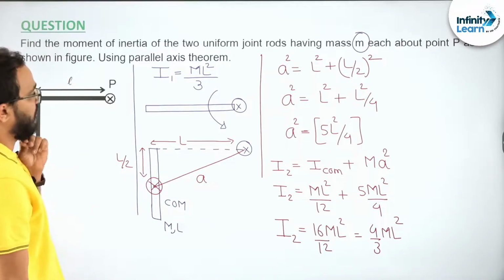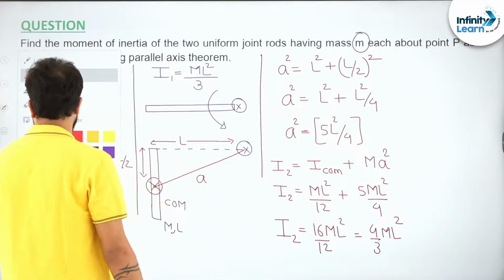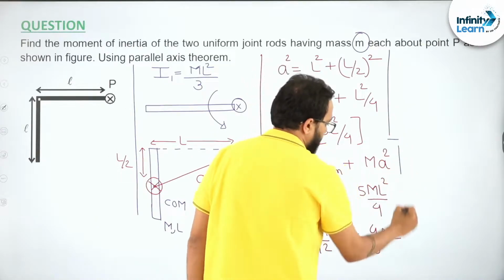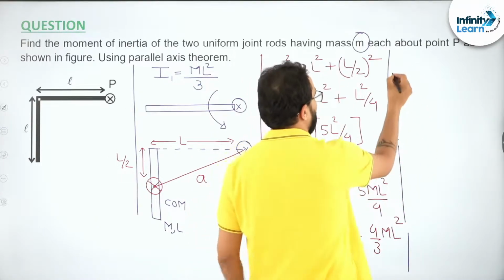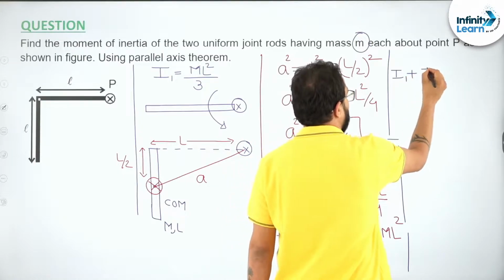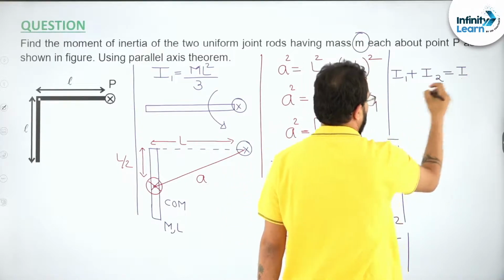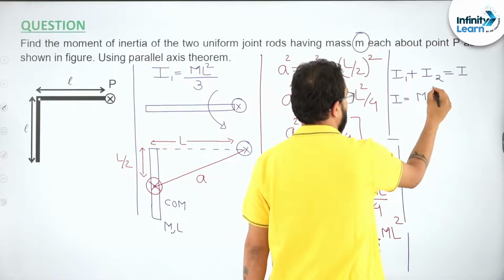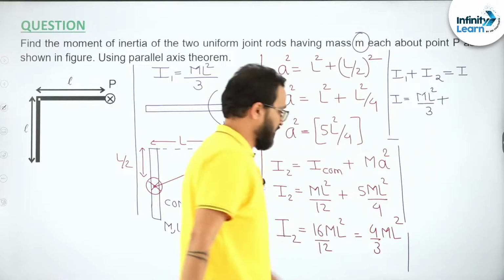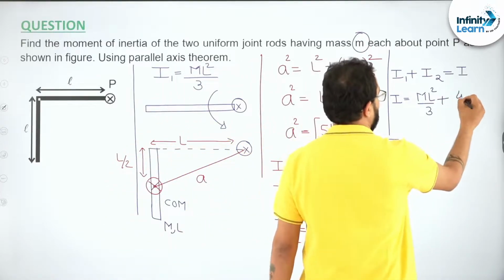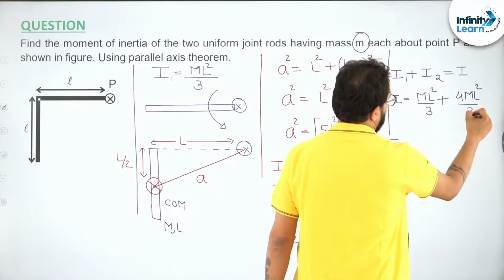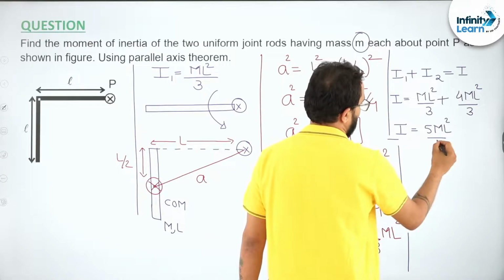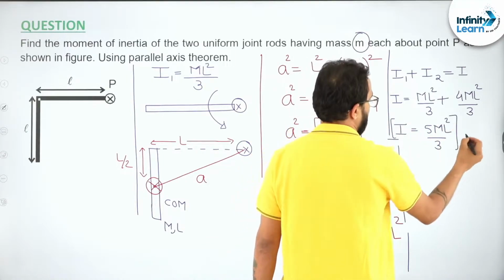Now we have to find out the final answer also. Now you tell me what will be the final answer. Final answer I will be I1 plus I2. Now what is I? Tell me, I1 is how much? I1 is ML square by 3, plus what is this? 4 ML square by 3. So finally your answer will become 5 ML square by 3. I hope this is how you get the right answer.